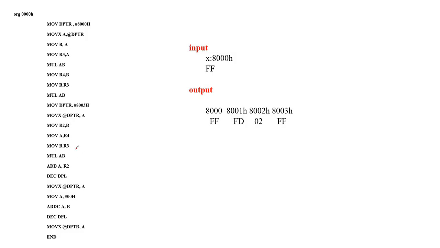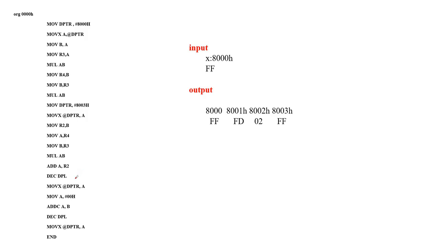Here the values in the registers A and B are multiplied again, and the result is stored in A and B registers with lower byte and the higher byte respectively. Then we use the add A comma R2 instruction. Here the low byte of the multiplication result, that is in the accumulator A, is added to the value in the register R2, which will hold the previous high byte of the result.